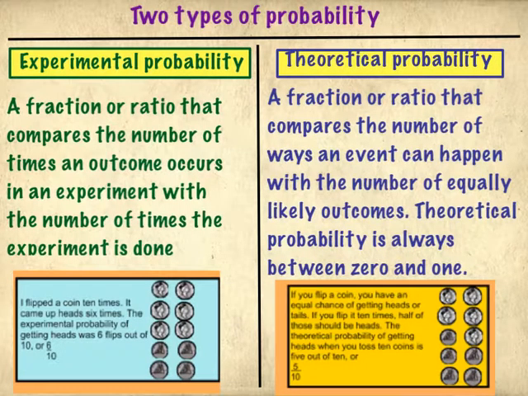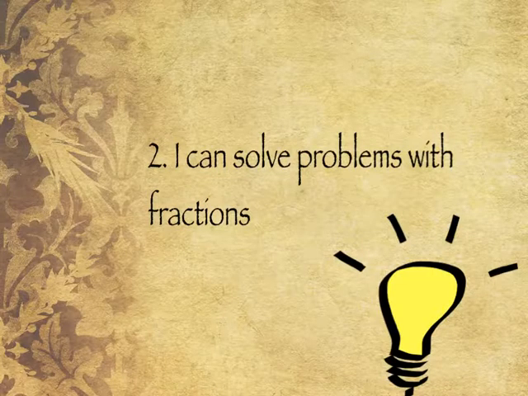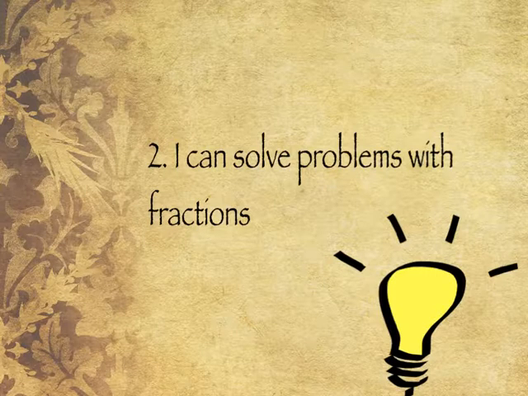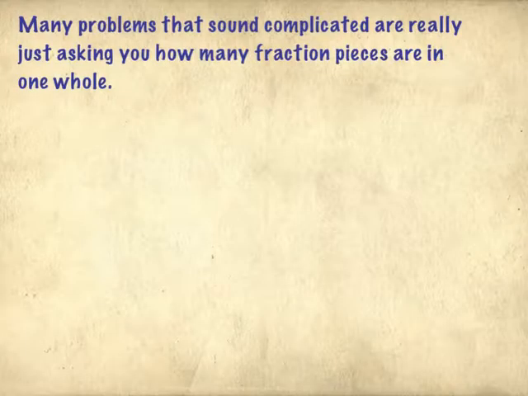However, theoretical probability is what should happen. Experimental probability is what does happen. Theoretical probability is always between 0 and 1, which means we always write it as a fraction. If you toss the coin 10 times, you should get heads 5 times, 5 out of 10. Let's move on. We'll talk about solving problems with fractions.